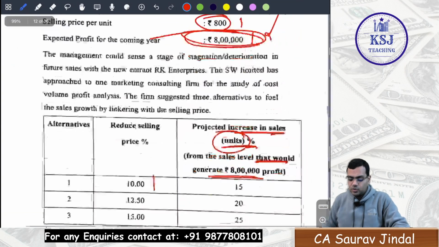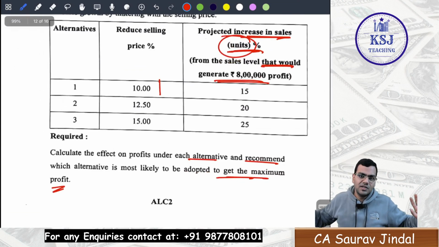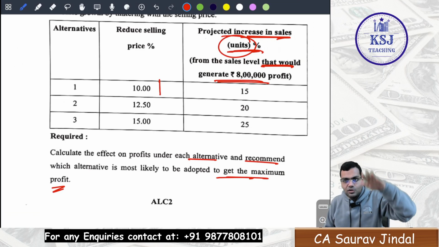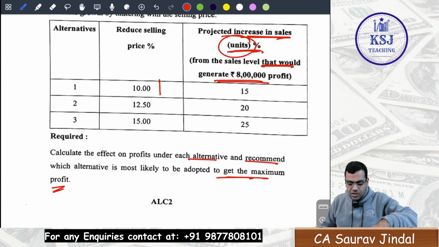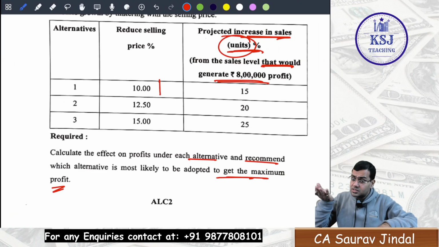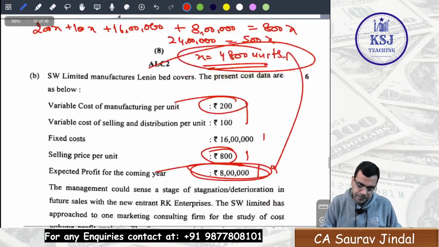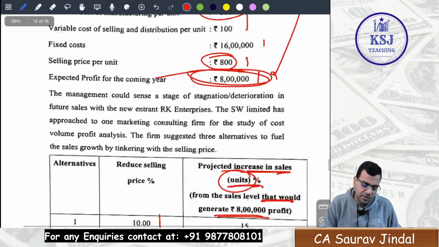Now you can do the percentage plus and minus whatever is given. You have to again find out what is the impact on the profit under each alternative, that if you reduce the selling price, right, your units will increase. Now just accordingly you have to prepare the statement and see the impact on profits. That's it. You have to prepare the profit statement. The only point was calculating this number of units. That's it.